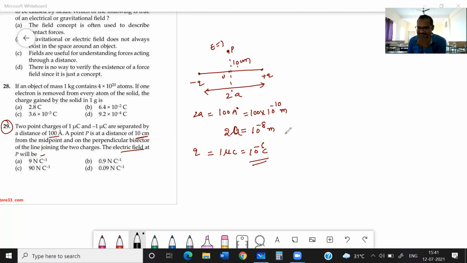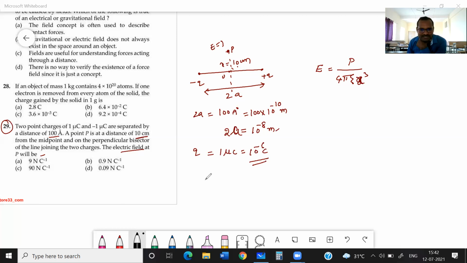Clear, students? So how to find? As we know, compared to this 10 centimeter, 10 to the power of minus 8 meters is very small. Electric field at a point on the equatorial line of a dipole can be given as P by 4 pi epsilon naught into R cube. That is nothing but A cube, we can say. Now, this point is x, you consider. So x cube we can say.